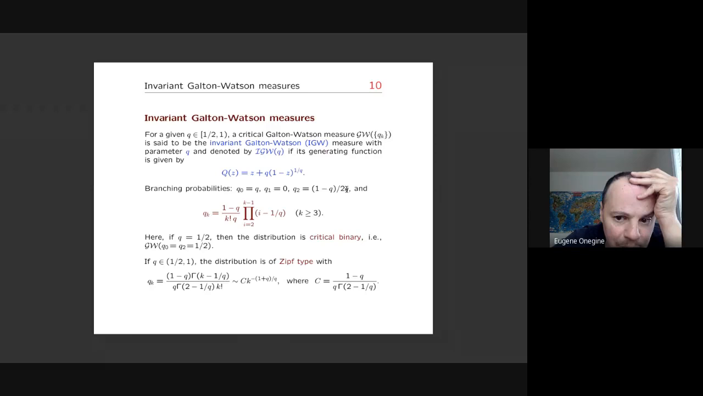Now, when Q is equal to 1/2, you stop there, because then you're getting the critical binary Galton-Watson measure for Q equal to 1/2. For Q greater than 1/2, this is the expression for Q sub K, which you can rewrite in terms of gamma functions this way. So for Q other than 1/2, you have this Q sub K, which you notice is also of Zipf type. And so these invariant Galton-Watson measures will turn out to answer our question.